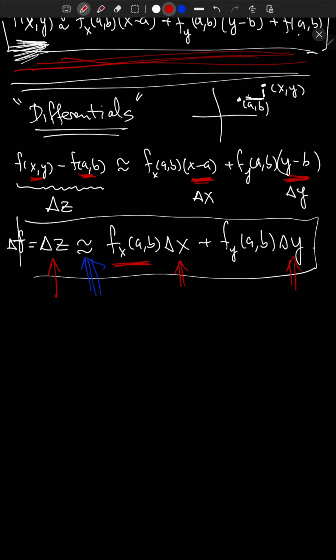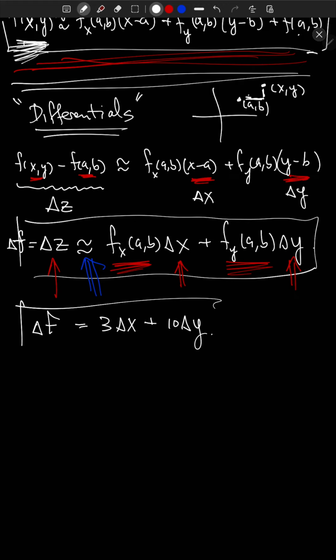This quantity right there, we know, right? This quantity we know, so it's just a number. So in practice, we might have something like delta f or delta z is equal to 3 delta x plus 10 delta y. And so that tells me that if I change x by a certain amount and I change y by a certain amount, (I should again use squiggly lines, as I said), that tells me how much the output of your function should change, roughly.